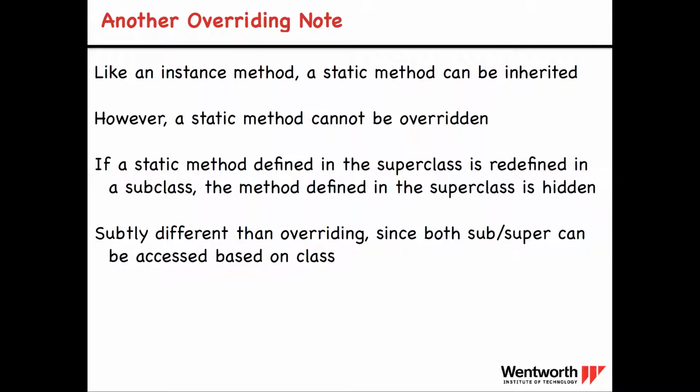And we talked about this sort of hiding when we did scope in our review. It's the same sort of process here. If you write a static method in both a superclass and its subclass, then the superclass one is hidden when you make an object of the subclass. So it's kind of like overriding, but it is subtly different, because the sub and the superclass can sort of access both of them. So it's subtly different from a practical standpoint. If you needed to do this, you probably wouldn't notice the difference, but it is subtly different.